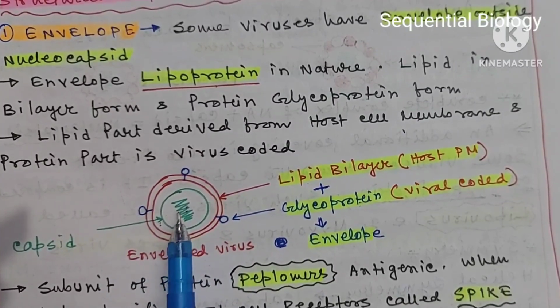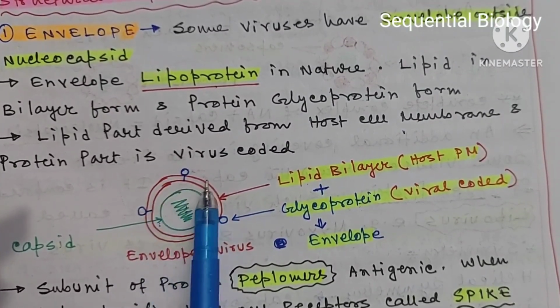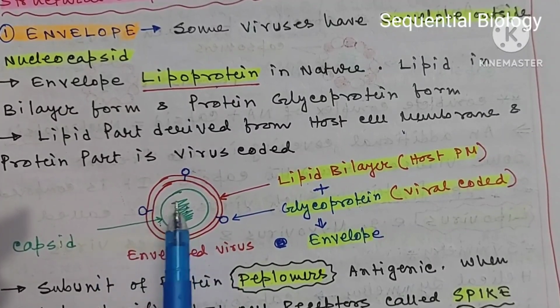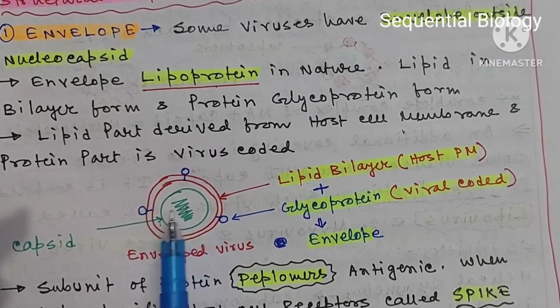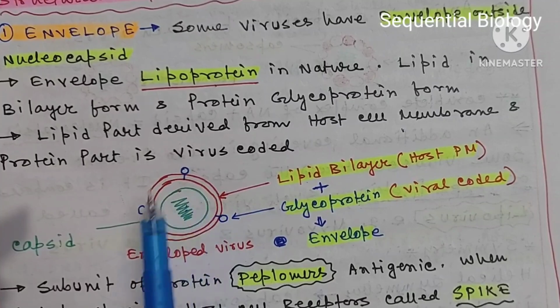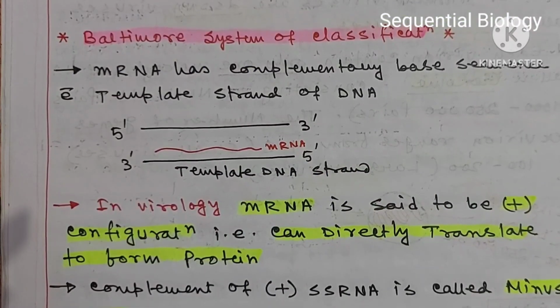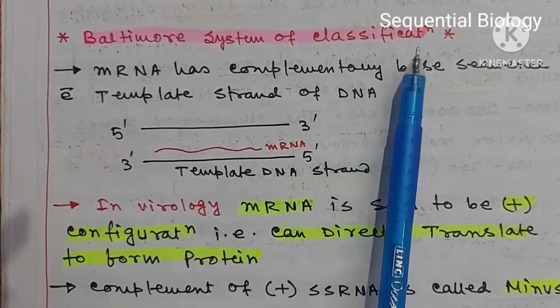But in some viruses this envelope may not be present, and then they are called naked viruses, and inside the capsid the nucleic acid is present. Okay, so these are the three most important structural components of a virus. And in the next video we will discuss the Baltimore system of classification of viruses.